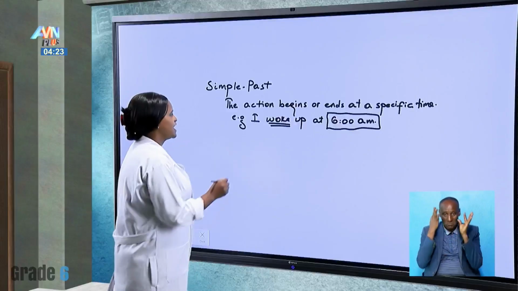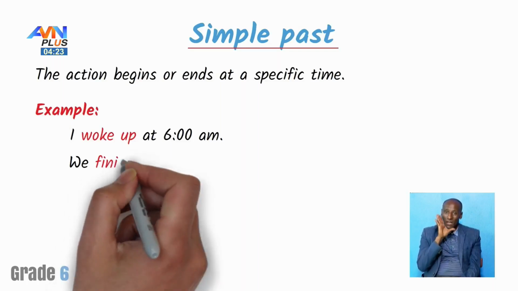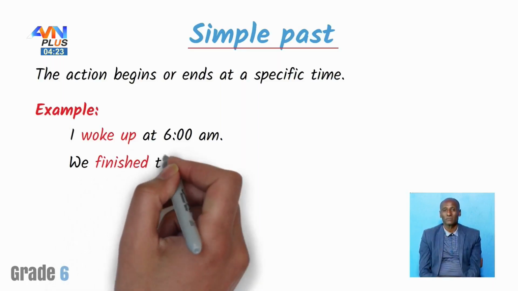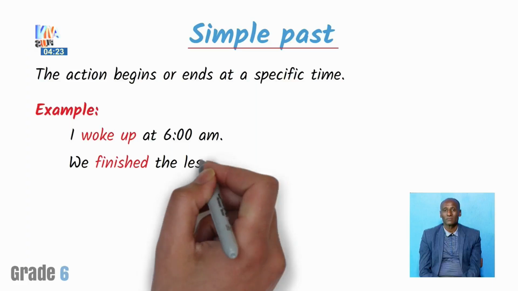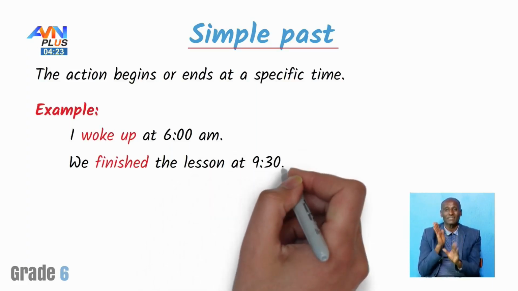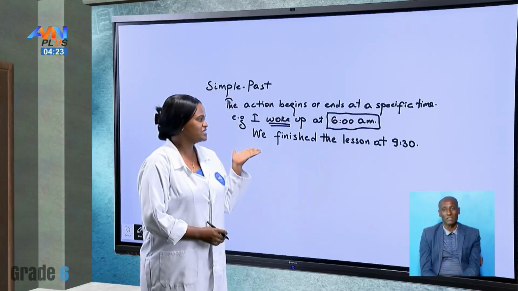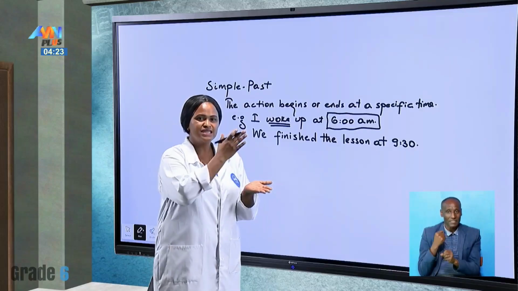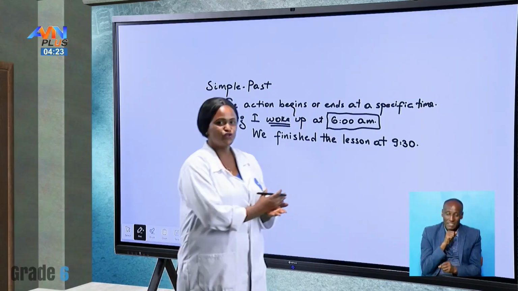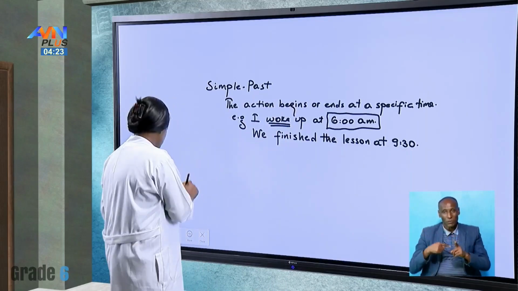Or you can say, we finished the lesson at 9:30. Look at this sentence. We finished the lesson at 9:30. Now, here is an action, and that action ends at a specific time. And that time is what? 9:30.